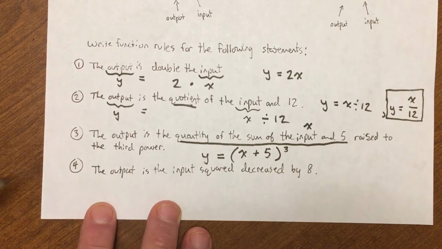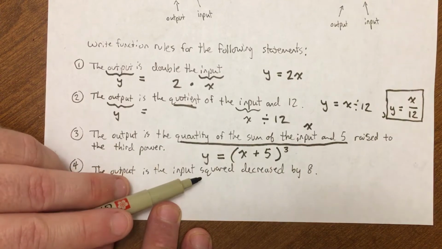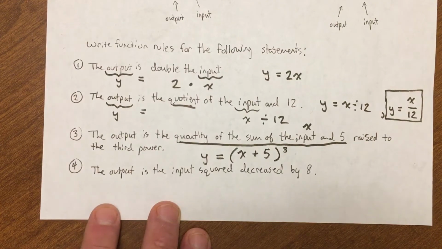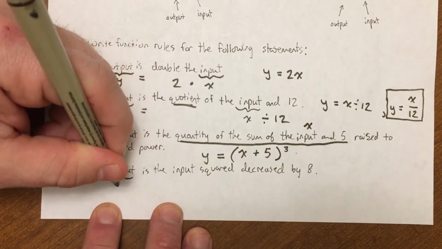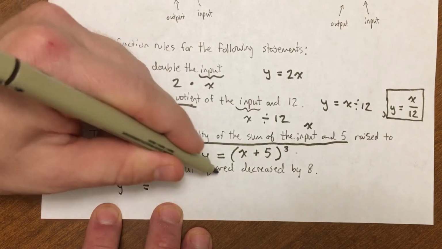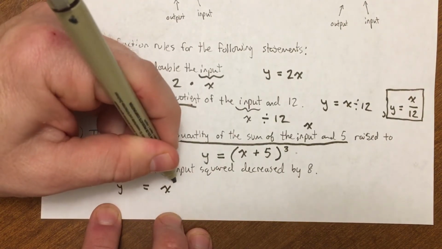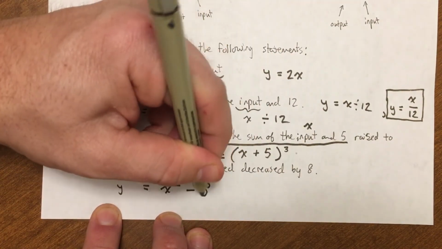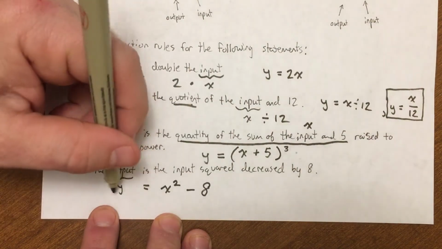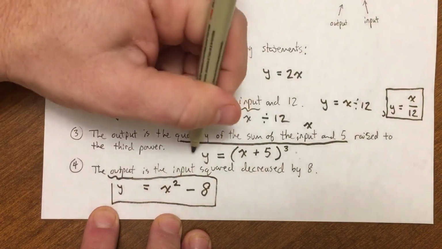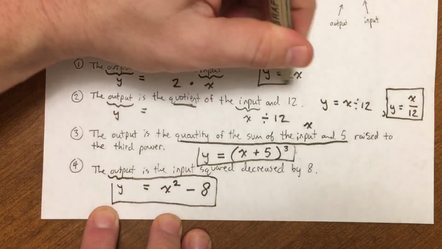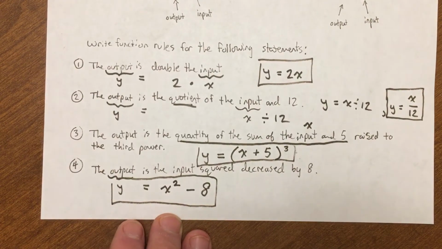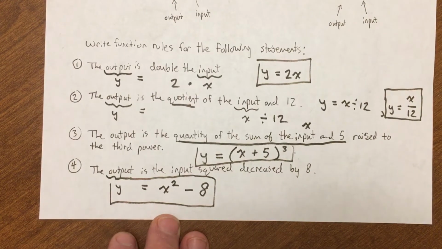Now number 4, the output is the input squared decreased by 8. So let's think about how we would interpret this. The output y is equal to the input squared, so x squared, that's a power of 2, decreased by 8. Decreased by 8 would be minus 8. So there are your answers for those quick check problems. I hope that made sense, going through how we properly write function rules.